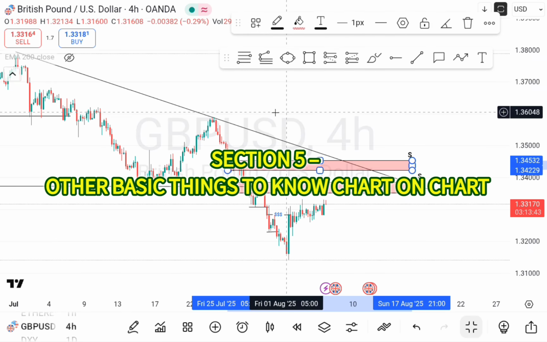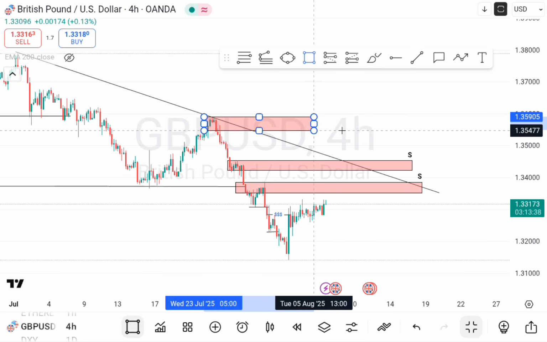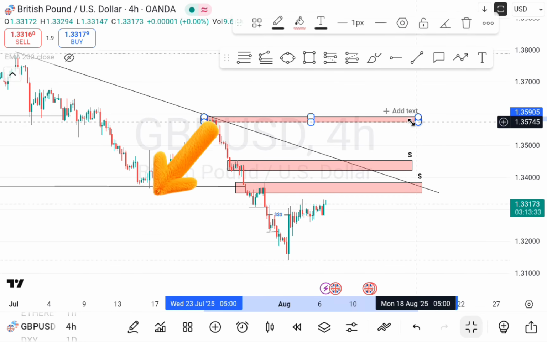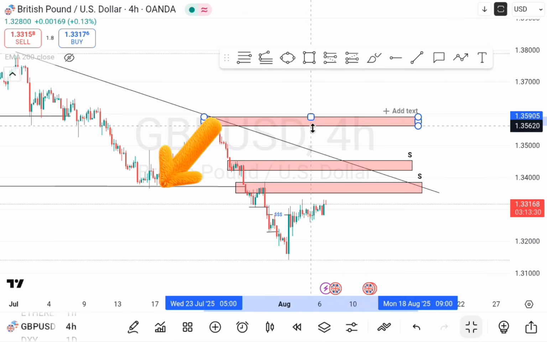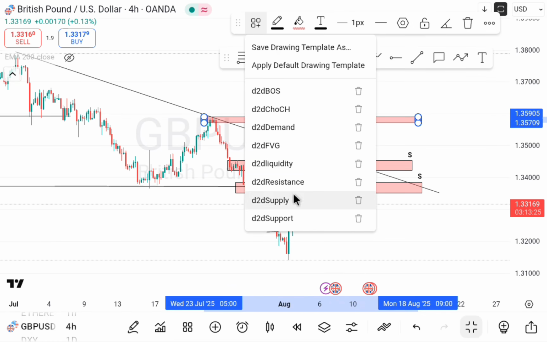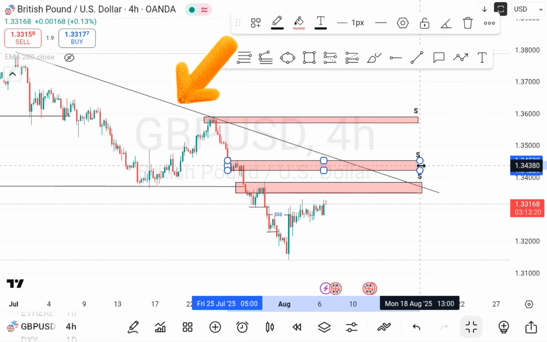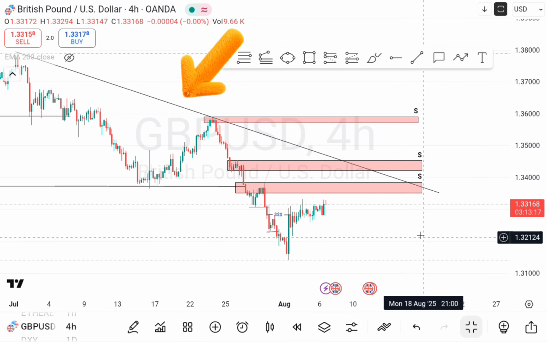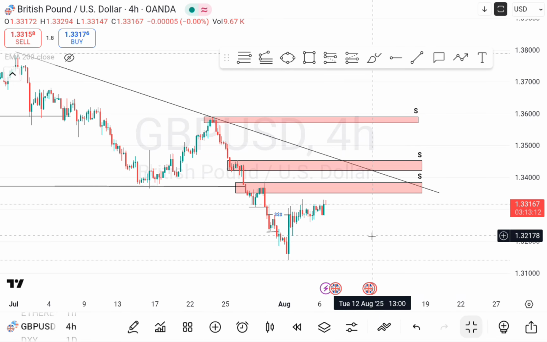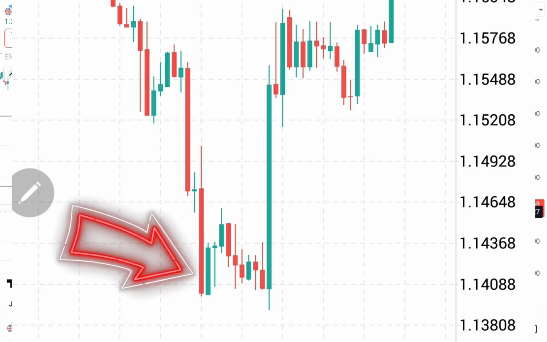Section 5. Basic chart patterns. Now that you understand candles, let's look at basic chart patterns beginners should know. 1. Support and resistance. Support is like a floor where price bounces up. Resistance is like a ceiling where price bounces down. 2. Trend lines. If price is making higher highs and higher lows, that's an uptrend. If it's lower highs and lower lows, that's a downtrend. 3. Simple patterns. Double tops, double bottoms, and triangles show potential reversals or breakouts.